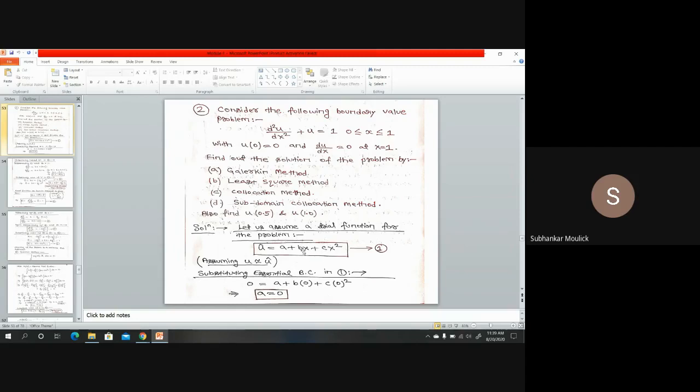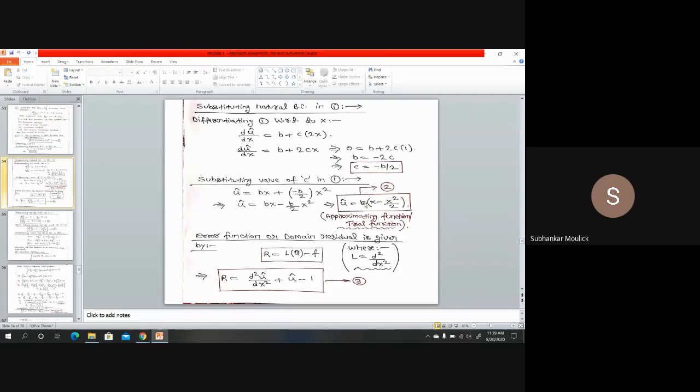It is your choice. You can convert a and b into c, or you can write c and b in terms of a. Means two unknown values you have to write in terms of the third unknown value. Here we have modified our given trial function in terms of b.